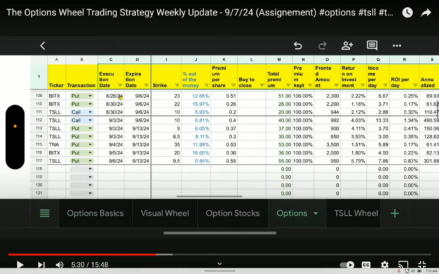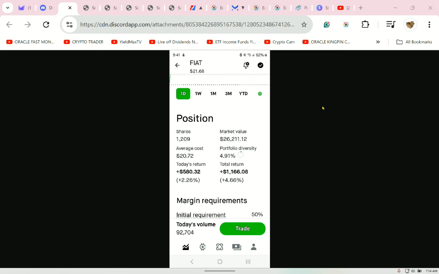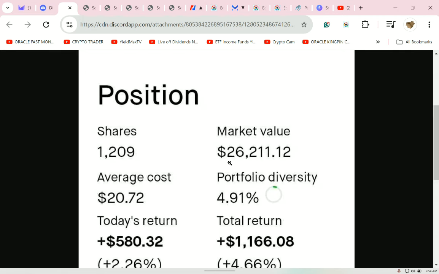I'm going to use FIAT as an example. FIAT is an inverse fund. You don't hold them for long periods of time. Actually, it pays a tremendous dividend, $1.89 a share, but that's not why you buy it. Yeah, that's why I bought it. I bought 1,200 shares.